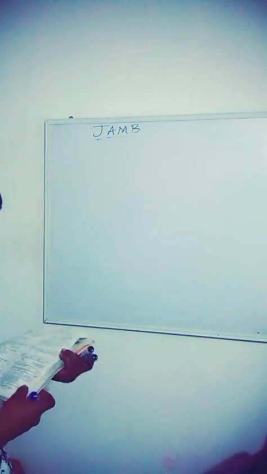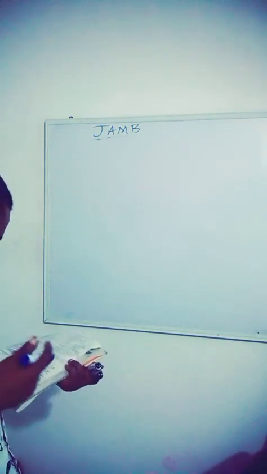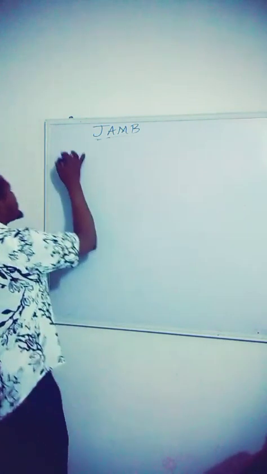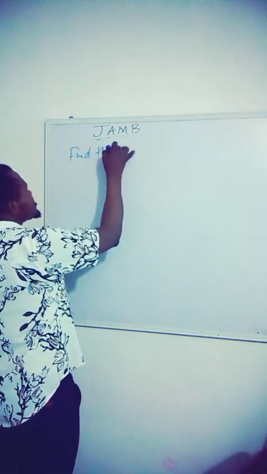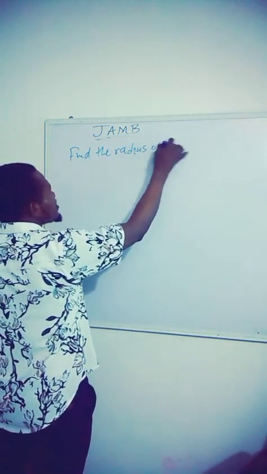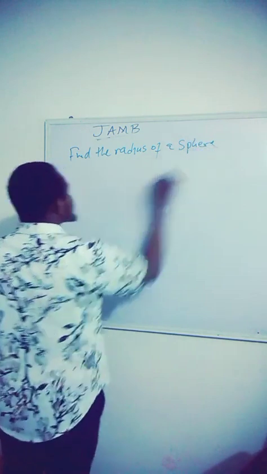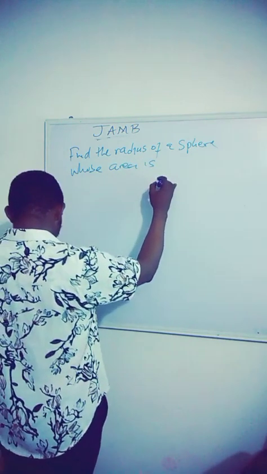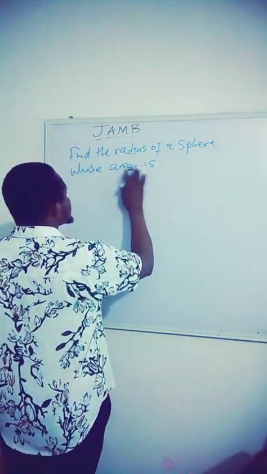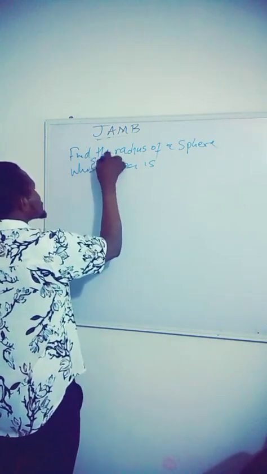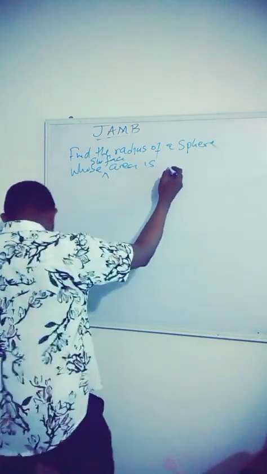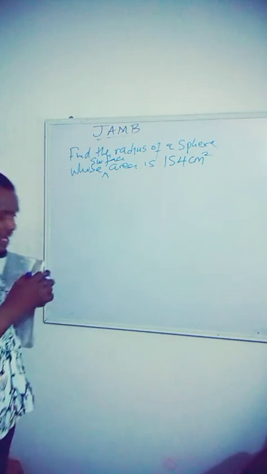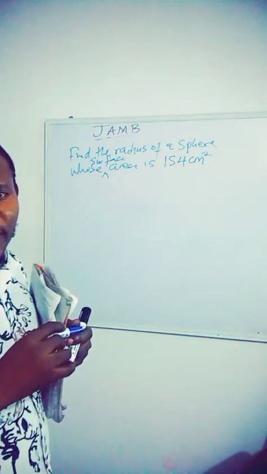So now the next question on the line is: find the radius of a sphere whose surface area is 154 centimeters squared. So we have to find the radius of a sphere.